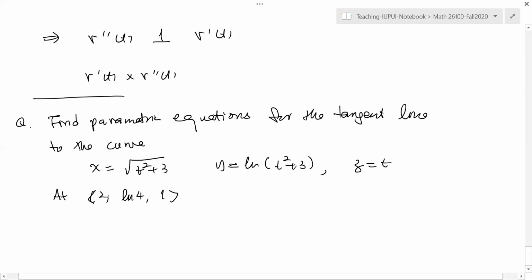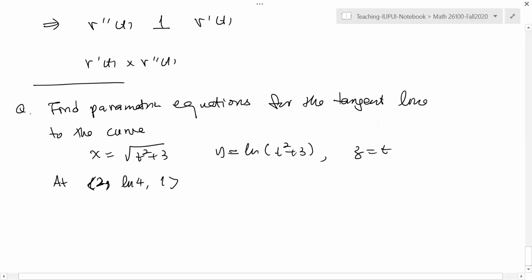Okay, so think about this, whether you are able to solve it. Any ideas?